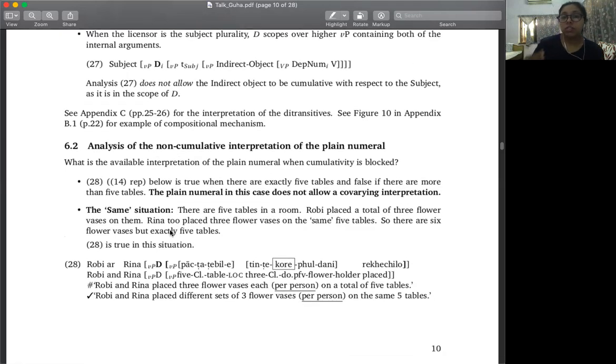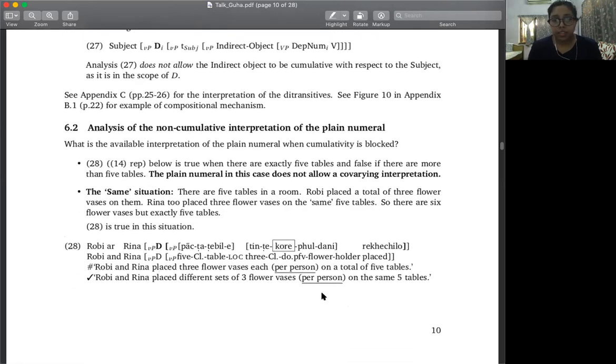Now, analysis of the non-cumulative interpretation. What is the available interpretation of the plain numeral when cumulativity is blocked? A sentence like 28 is true when there are exactly 5 tables, so the plain numeral indirect object, and false if there are more than 5 tables. So that shows the plain numeral does not allow a covarying interpretation in this case.